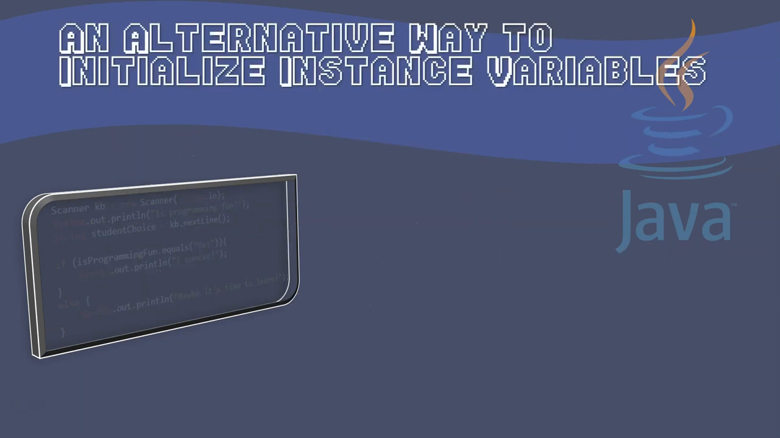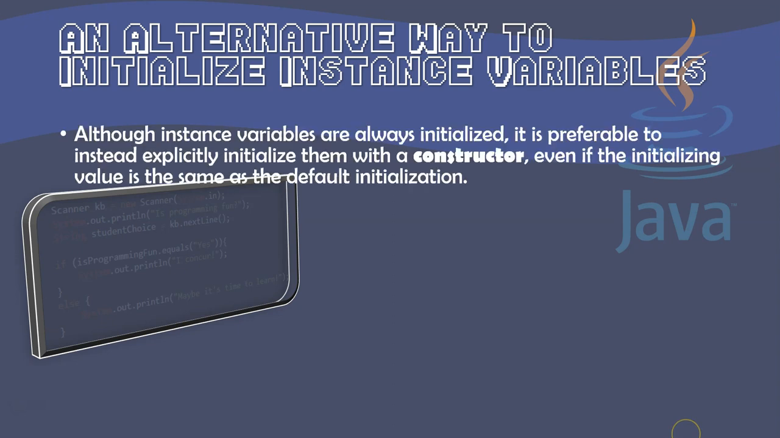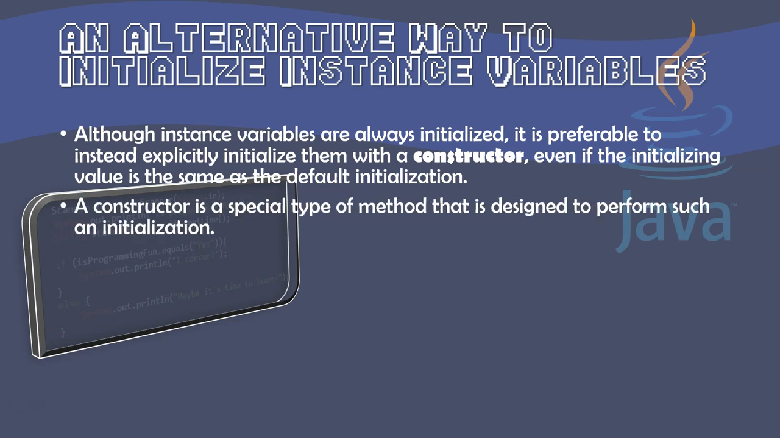Now there is an alternative way for us to initialize these instance variables. Although instance variables are always initialized, it's much more preferable to explicitly initialize them with a constructor, even if the initializing value is the same as the default initialization, such as 0. A constructor is a special type of method that is designed to perform such an initialization. We haven't really looked at constructors up to this point, but they are actually very important.